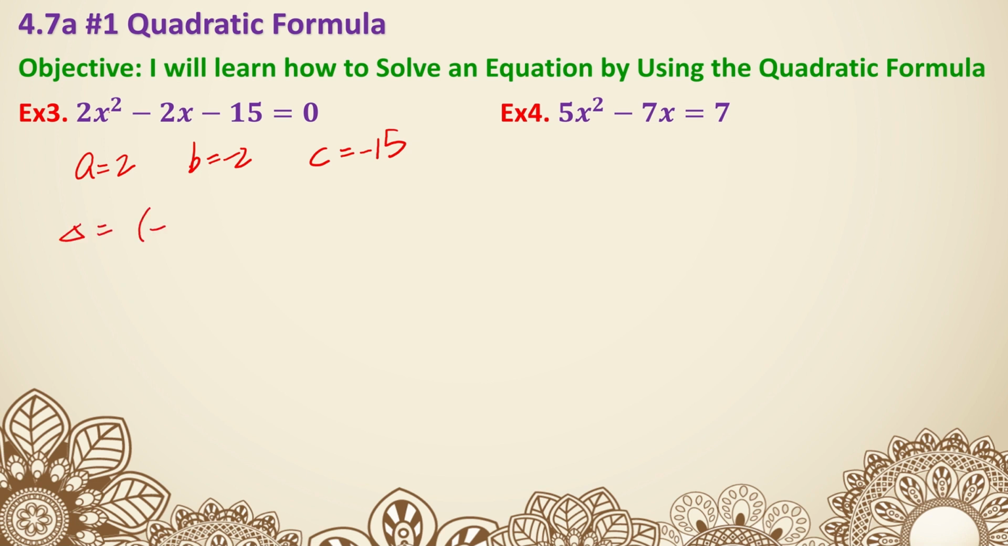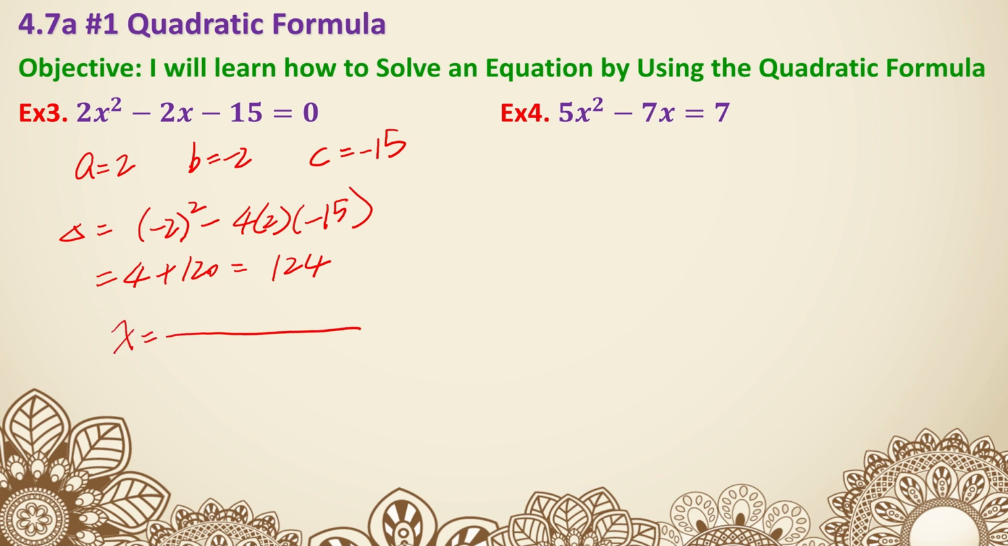Discriminant is b squared, so negative 2 squared minus 4 times my a, which is 2, my c is negative 15. I have a 4 in the front. Negative 4 times 2 is negative 8, times negative 15 is a positive 120. Add together, it's a positive 124. x equals negative b plus or minus the square root of 124 all over 2a, so 2 times 2.